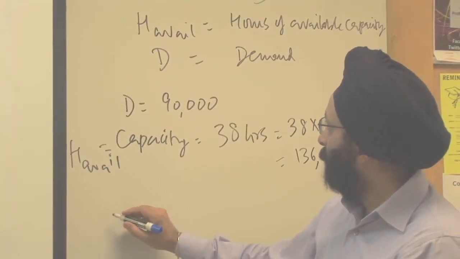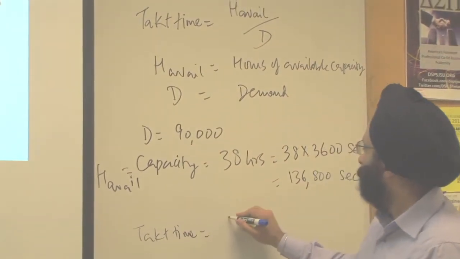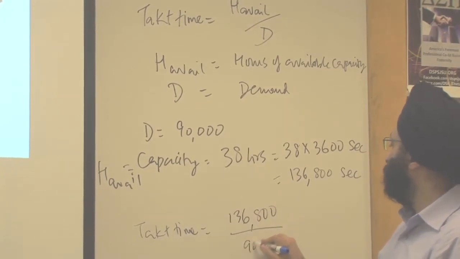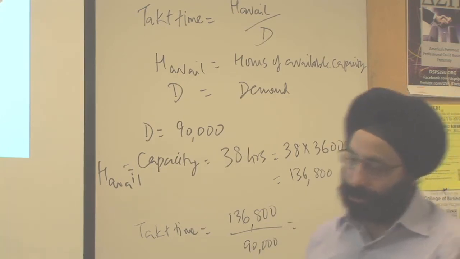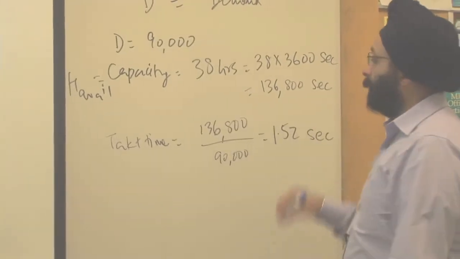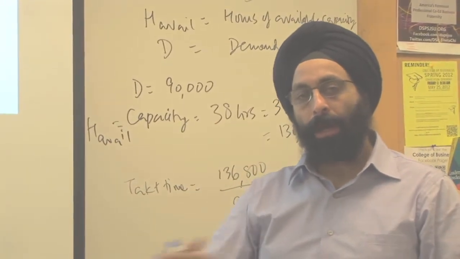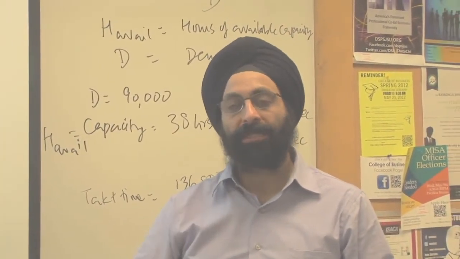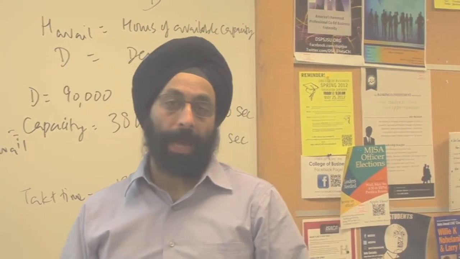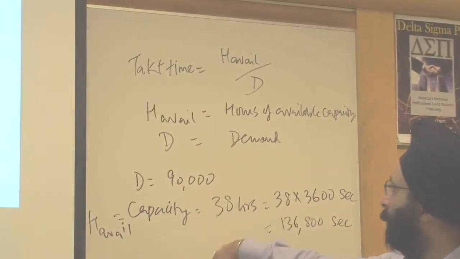So the takt time is 136,800 divided by total demand of 90,000, and that comes out as a takt time of 1.52 seconds. So every 1.52 seconds, you should have one product coming out of the assembly line in order to match your production with the demand exhibited by the customer. So that's an example of how takt time is calculated.